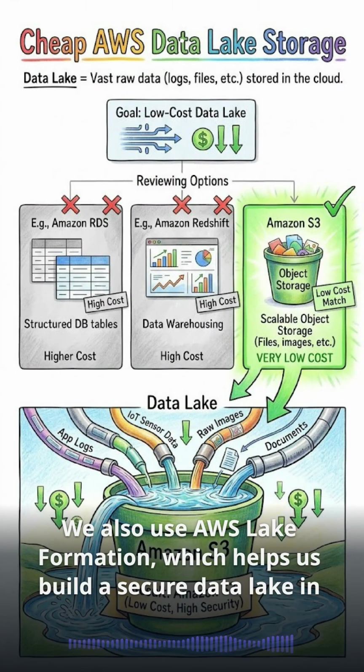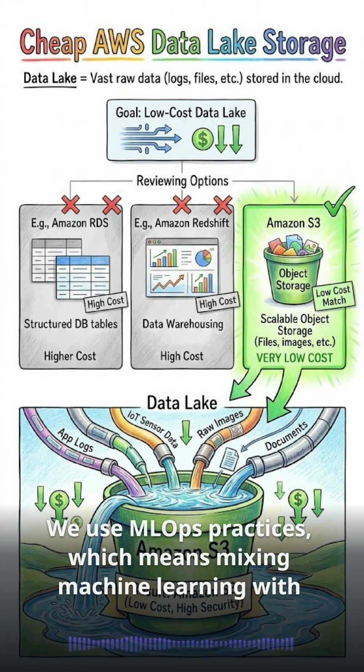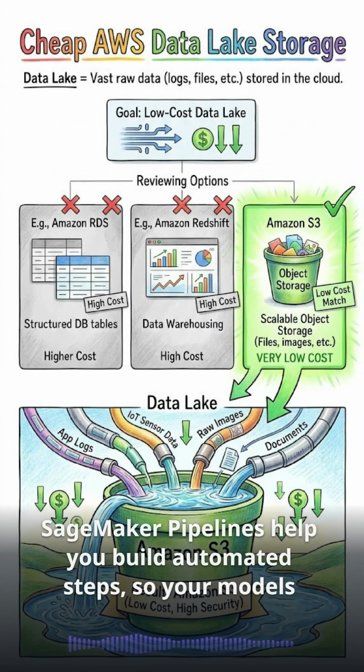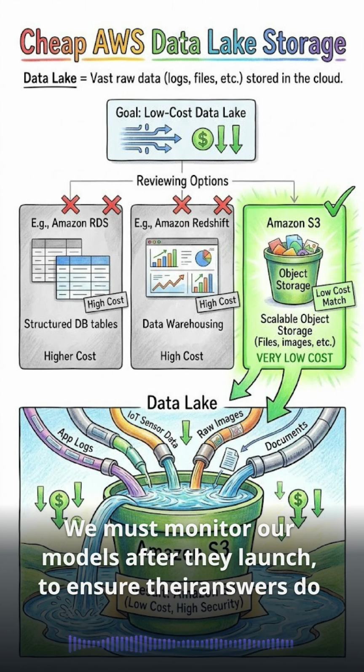Machine learning models need to be updated often, because the real world keeps changing all the time. We use MLOps practices, which means mixing machine learning with good software rules to avoid bad mistakes. SageMaker Pipelines help you build automated steps, so your models train and update themselves without human help. We must monitor our models after they launch, to ensure their answers do not slowly become wrong.